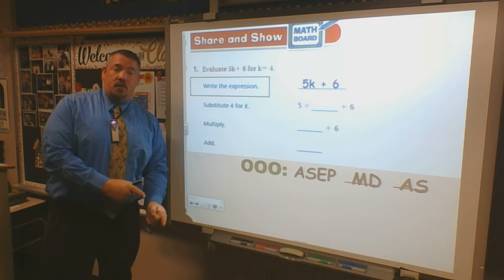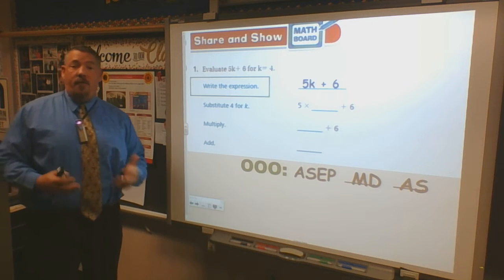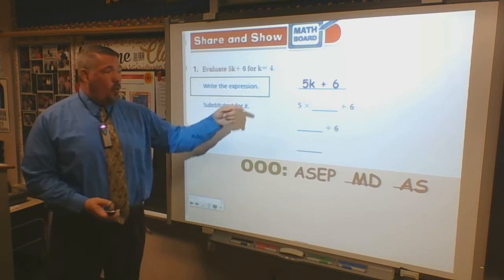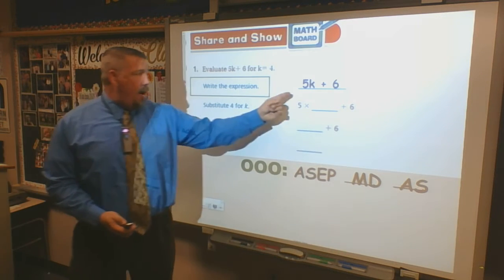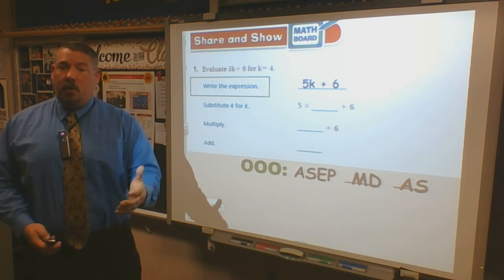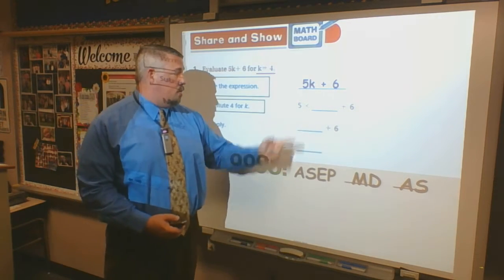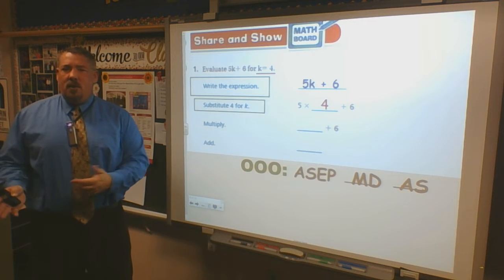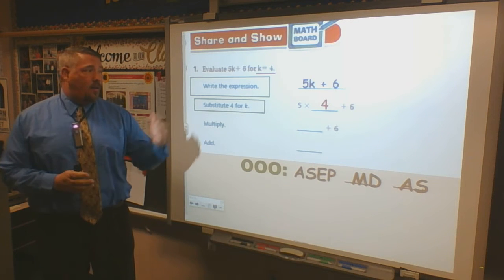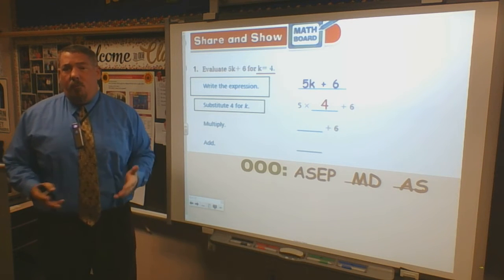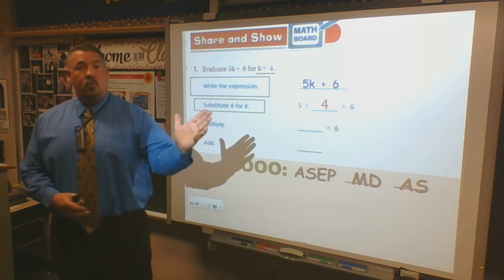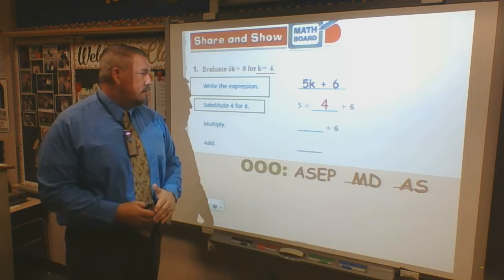Then I'm going to substitute for what letters they tell me. So I have a variable of k, only one, so I'm going to plug in the 4 for the k. I have 5 touching k, which means multiplication. So I'm going to show my multiplication sign. 5 times 4. The reason I don't just leave them touching like 5k, because if I don't put the multiplication sign, then I end up with 54, which is really going to give me the wrong answer.